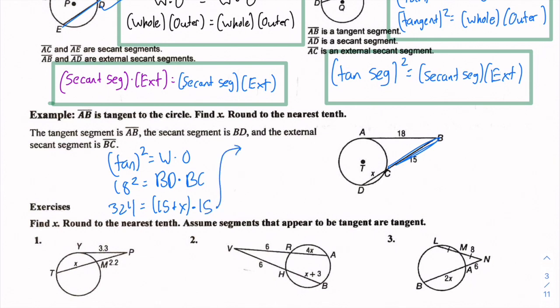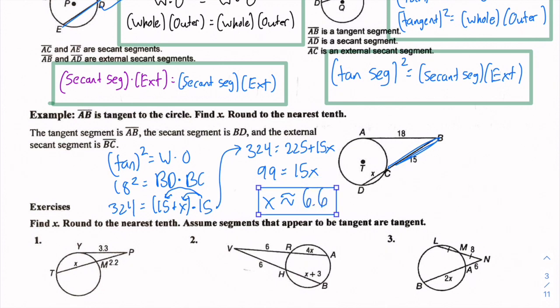I'm bringing the work over here. So 324 equals 225, right? I'm distributing the 15, plus 15x. Subtract 225 over. I believe I got 99. Yep, 99, looking fine. 15x divided by 15. x is approximately 6.6. Boom, check your calculators with that.